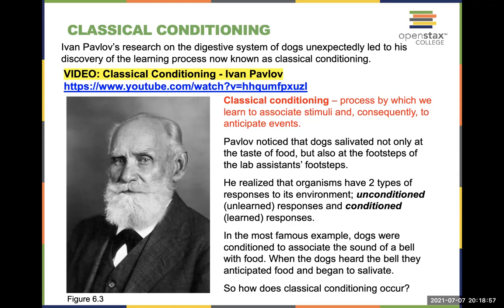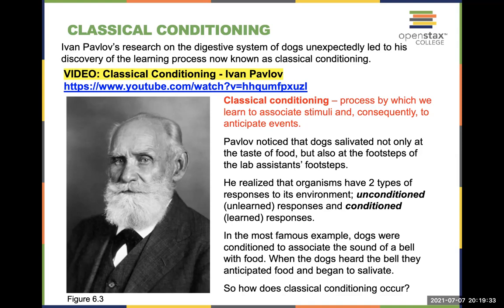So if we go back to unlearned things, right? You don't have to teach someone to salivate in the presence of food or while they're eating. It's just a natural process that's known as unconditioned, right? It's unlearned. But for whatever reason, the dogs were salivating because that salivation had become conditioned, connected to somehow Dr. Pavlov entering the lab. So does that make sense?